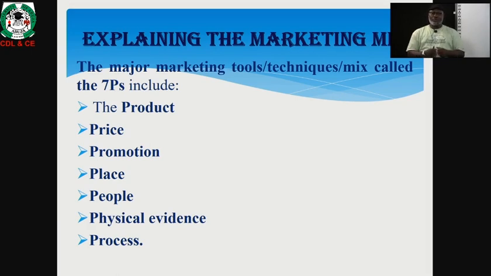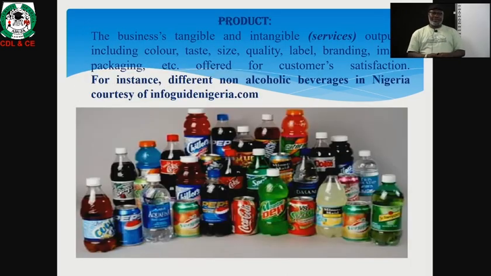But we'll focus on these 7 tools, including the product, the price, promotion, place, people, physical evidence, and process. Now, the essence of marketing mix is to get the right blend, the right combination, the right mix of these 7 elements to attain competitive advantage, to create satisfaction. Let us look at each of these tools one after the other.